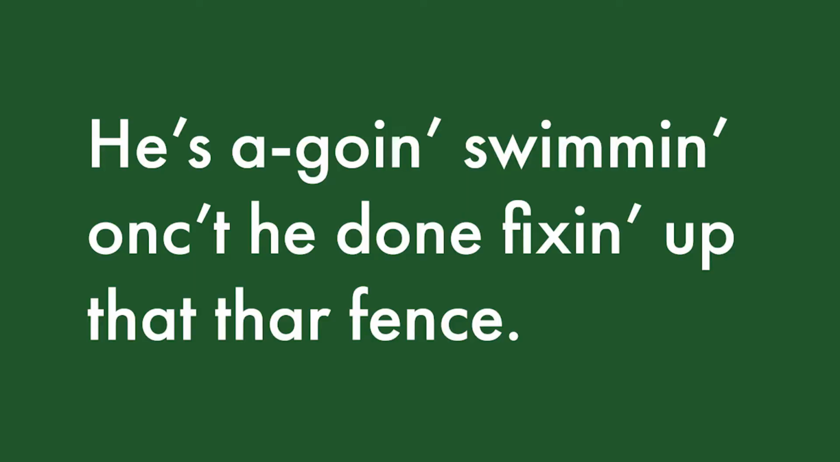Sometimes students think that the apostrophe marks where the words are joined together. However, this is inaccurate. The apostrophe marks where letters have been dropped. Writers also use this to indicate speaking mannerisms, such as, he's a-goin' swimmin' once he's done fixin' up that thar fence. He's is a contraction for he is, which is fairly standard. There's also an apostrophe to indicate the dropped G in going, swimming, and fixing. While onced is more often spelled O-N-C-E-T or O-N-C-T, I believe that it is a contraction of once that, used in a manner similar to now that.